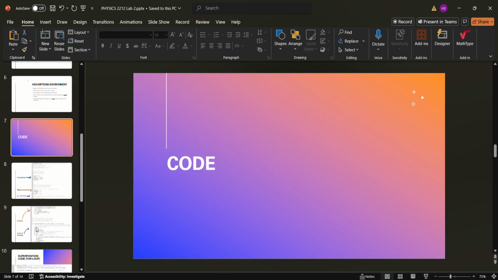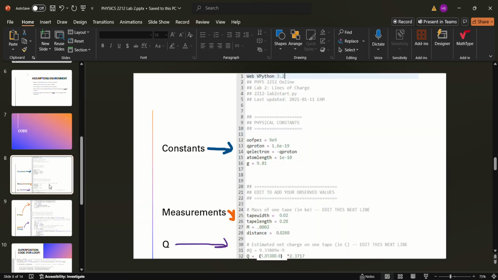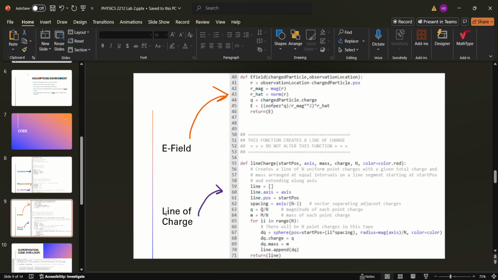So let's get into the code, which is the meat of our stuff. So we can see here that we have our Python code. Now, of course, we've got to set some things at the beginning. So we've got our constants like k, our proton charge, our electron charge, which is the negative of that, atom length, etc., g. This is a lot of the stuff from the first lab. Our measurements are just the width of the tape, tape length, some mass of it, all those things, and a distance. So pretty standard things. And then the net charge, which is 1.3138 e to the negative 8 times that little percentage thing, just to help show it on a more visual level when we actually get the model.